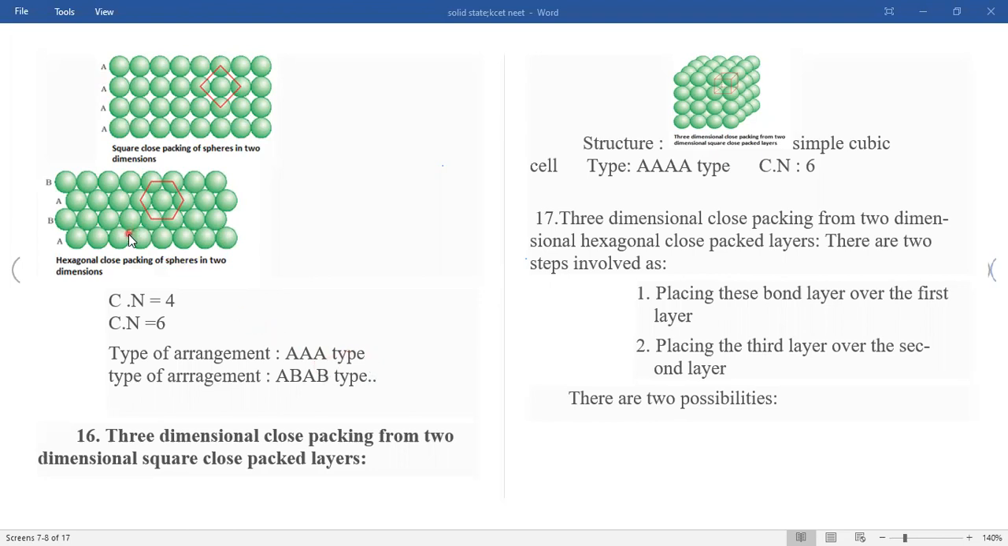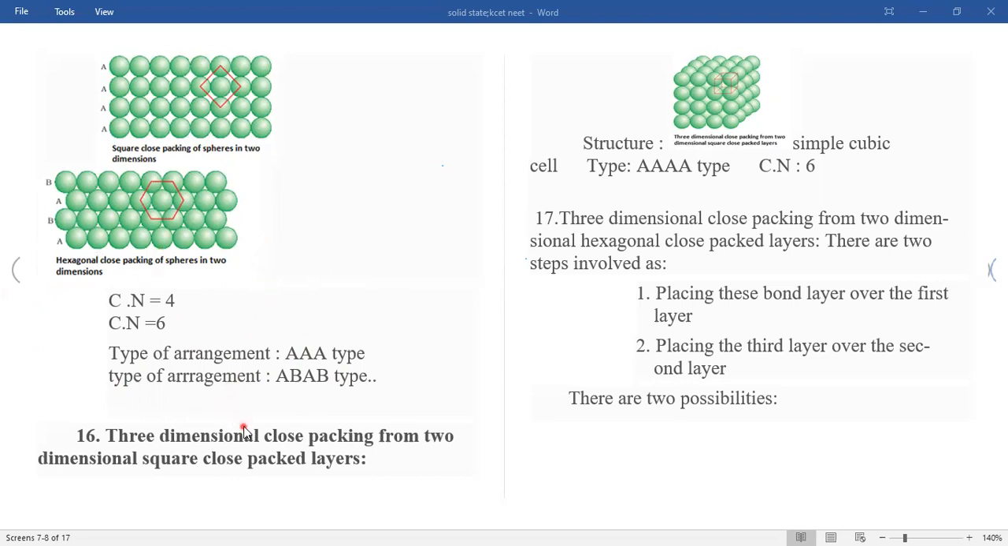Two dimensional close packing can also be done as hexagonal close packing. It is of the AB type of arrangement, and the coordination number is, this 1 atom is in touch with how many? 6 atoms. So the coordination number is 6. These points you have to remember. You will get a question based on this. So this is about 2 dimensions.